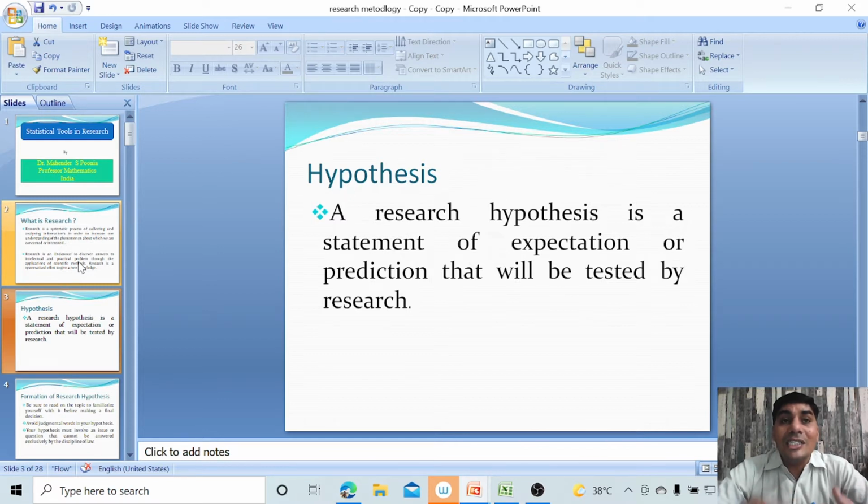That means it is the assumption by the researchers. After collecting the data and analyzing it, the researchers come to the point that this statement is wrong or right. That is, the hypothesis is accepted or it is rejected. Mainly the hypothesis is divided into two parts. There are many types of hypothesis, but mainly there are two. One is the null hypothesis and another is the alternate hypothesis.